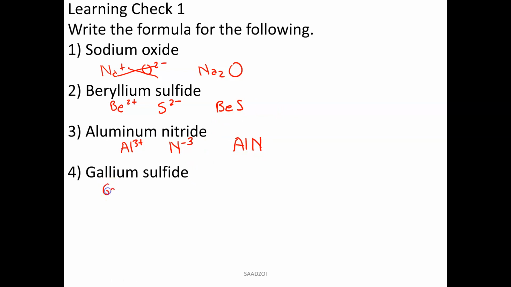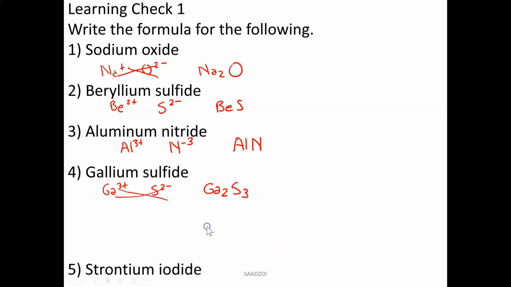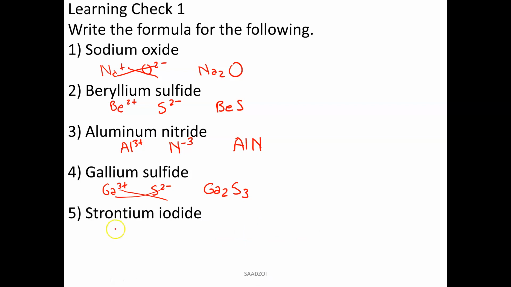Gallium, group 3A, so it's positive 3. Sulfide, group 6A, negative 2, crisscross. 3 goes here, 2 goes there, so Ga2S3. And in all these, the compound's overall charge is 0, just what we expect it to be. Strontium, group 2A, it's going to be positive 2. Iodide, group 7A, negative 1, crisscross, SrI2.